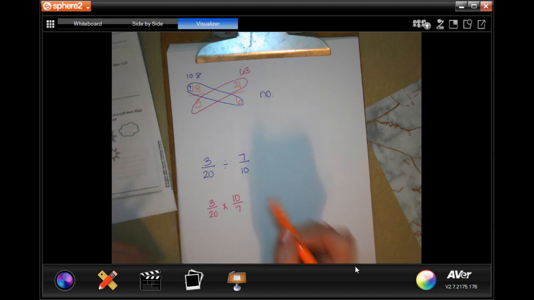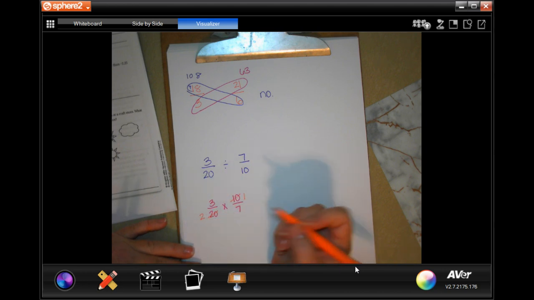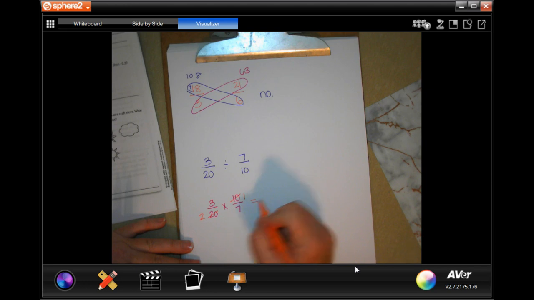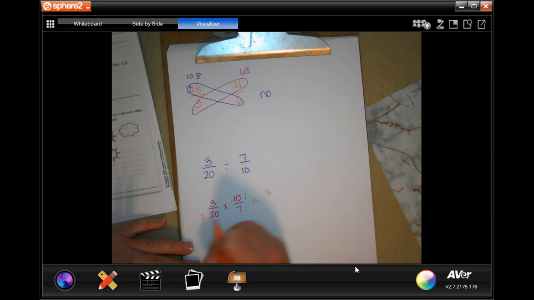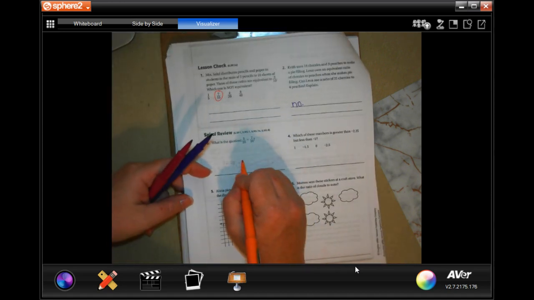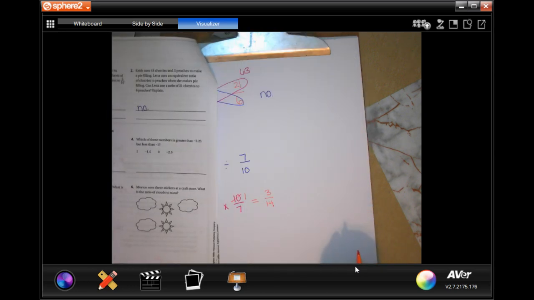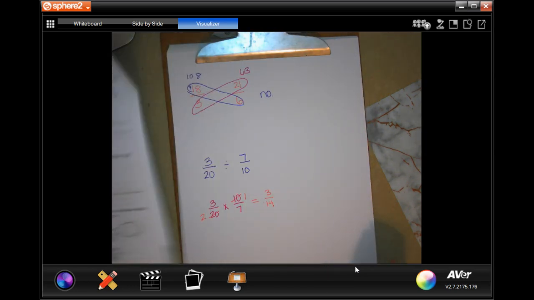So 10 goes into 10 once, 10 goes into 20 twice. I'm not going to be able to reduce anymore, so I'm going to get 3 times 1 is 3, and 2 times 7 is 14. 3 is prime, so I can't reduce it even. So 3 over 14. Write your work down.